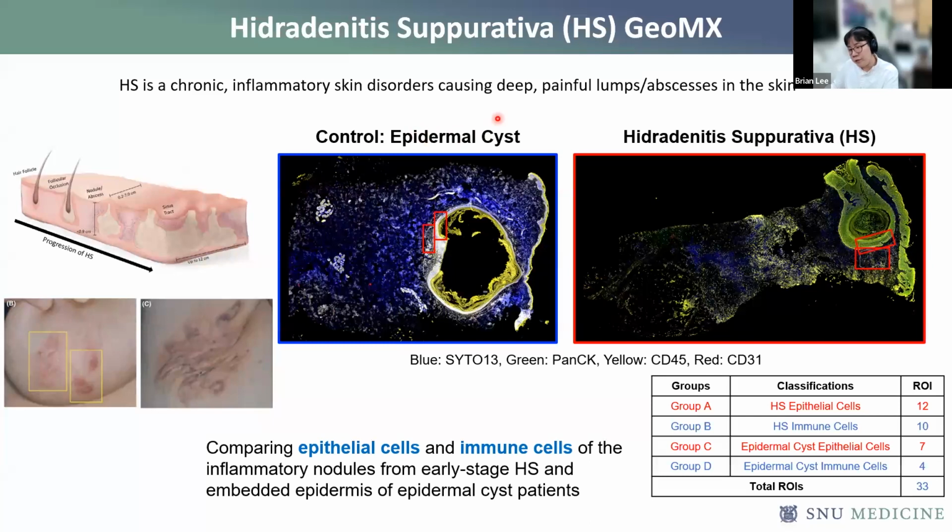And so we wanted to kind of understand the disease pathogenesis of early stage HS, comparing the inflammatory sites within these cysts versus non-inflammatory cysts. And so we collected ROIs from both the epithelial regions within HS and also within kind of immune-infiltrated areas of HS compared to these epidermal cysts.